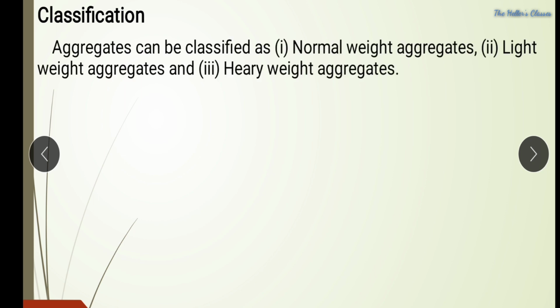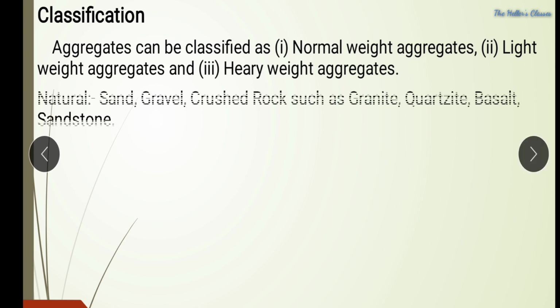Aggregates, generally based upon their weight, may be classified into three categories: normal weight, lightweight aggregates, or heavyweight aggregates. Based upon the purpose we are using them for, we can choose any one. For lightweight structures, we proceed with lightweight aggregates. For normal structures, we use normal weight aggregates. For heavy structures only, we proceed with the third one.